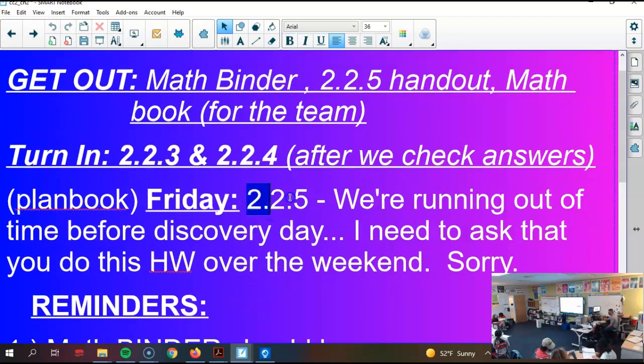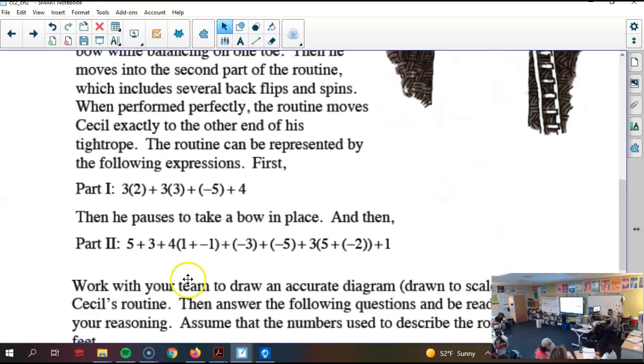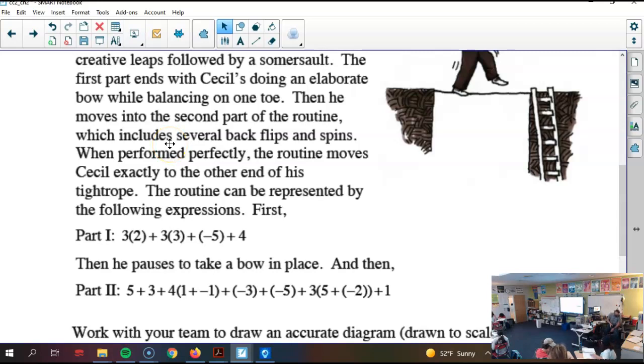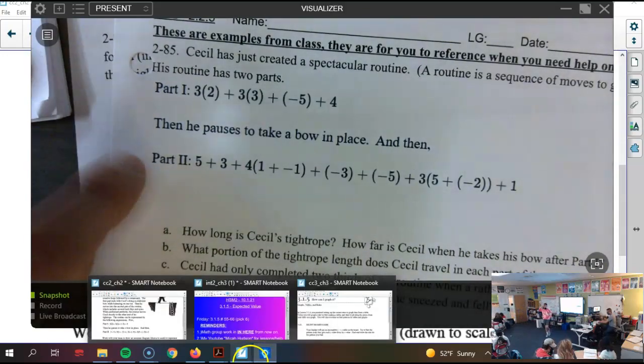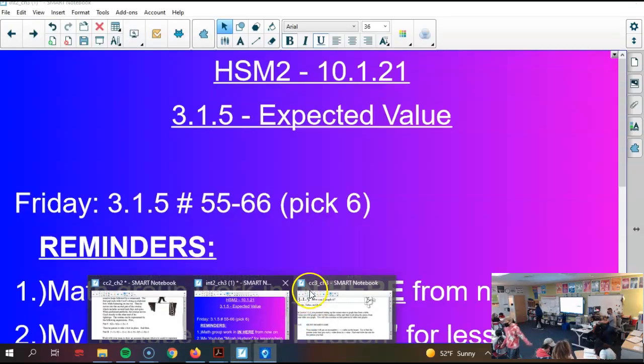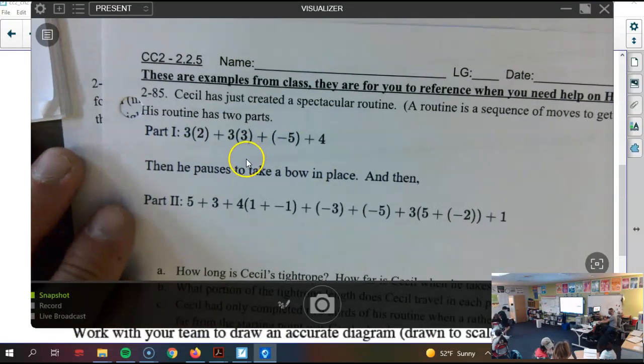Sorry, we have homework today. So 225 is our homework. I will try to give you time at the end of class to work on it. All right, this is on your handout. So please get out your 225 handout. It looks like every other handout that we have. So right here, we got part 1 and part 2 on our handout. If you don't have it, I've got extras over there if you were absent or missed it earlier in the week.